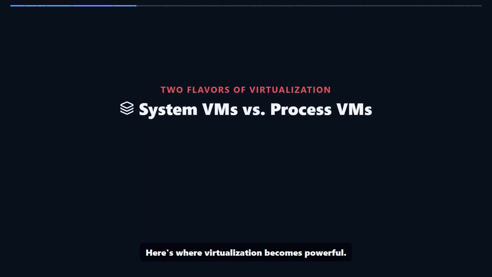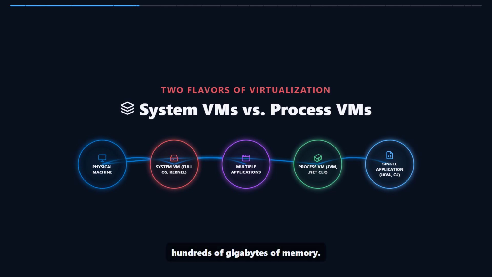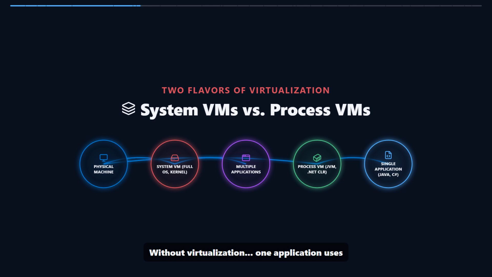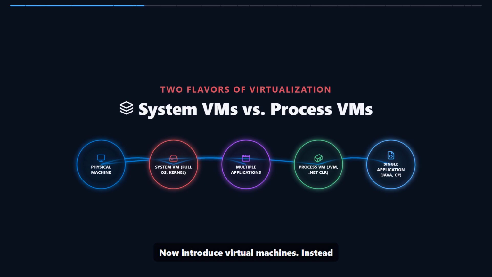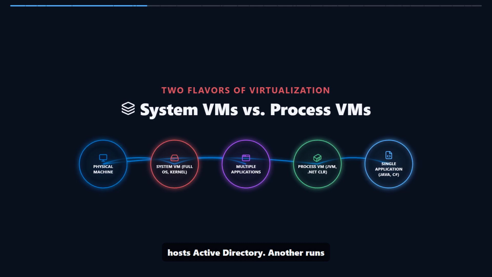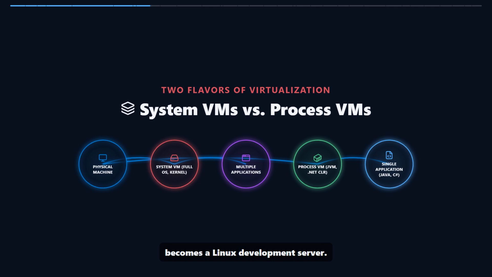Here's where virtualization becomes powerful. Imagine buying one powerful server with 64 processor cores and hundreds of gigabytes of memory. Without virtualization, one application uses that entire machine. Most of its processing power sits idle. Now introduce virtual machines. Instead of running one operating system, you run many. One VM hosts Active Directory. Another runs SQL Server. A third hosts your company website. A fourth becomes a Linux development server.